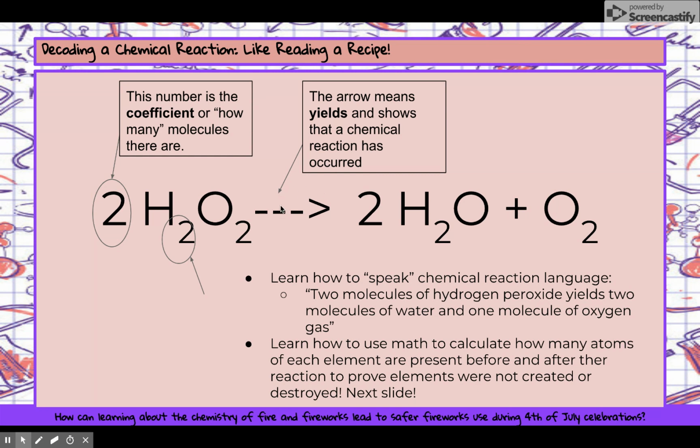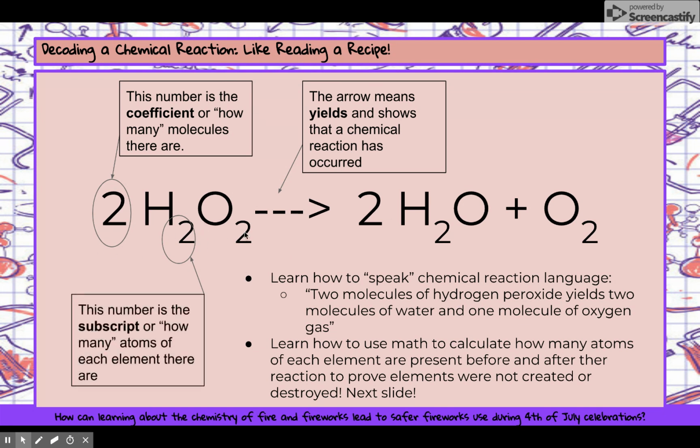The arrow means yields. This could be a reaction that breaks down something, builds something up, makes elements switch places with one another. In this case, you can see that 1 big molecule gets broken down into 2 smaller molecules.